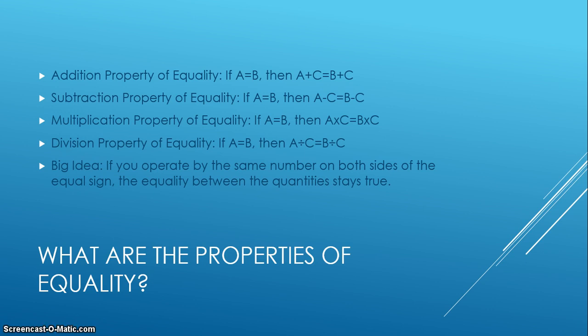The multiplication property of equality says if two numbers are equal to each other and we multiply the same number on both sides, the equality doesn't change. The division property of equality says if two numbers equal each other and we divide by the same number on both sides, the equality doesn't change. So the big idea is if you operate by the same number on both sides of the equal sign, the equality between the quantities stays true.